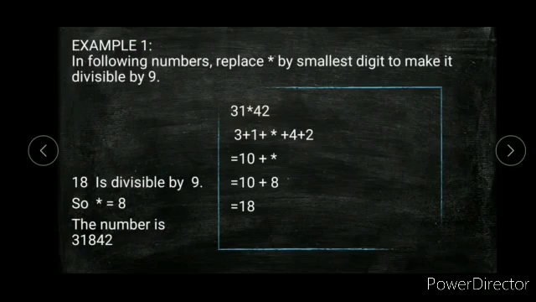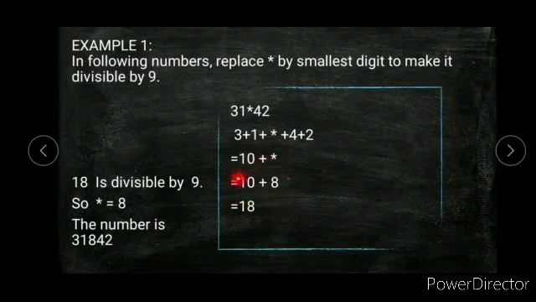So for that, let us take the sum of all the digits. On adding, I get 10 plus star. Now 10 is not a multiple of 9. I have to make it a multiple of 9. So what should I do? I cannot subtract any number because I am supposed to find the sum. So what we can do is add.